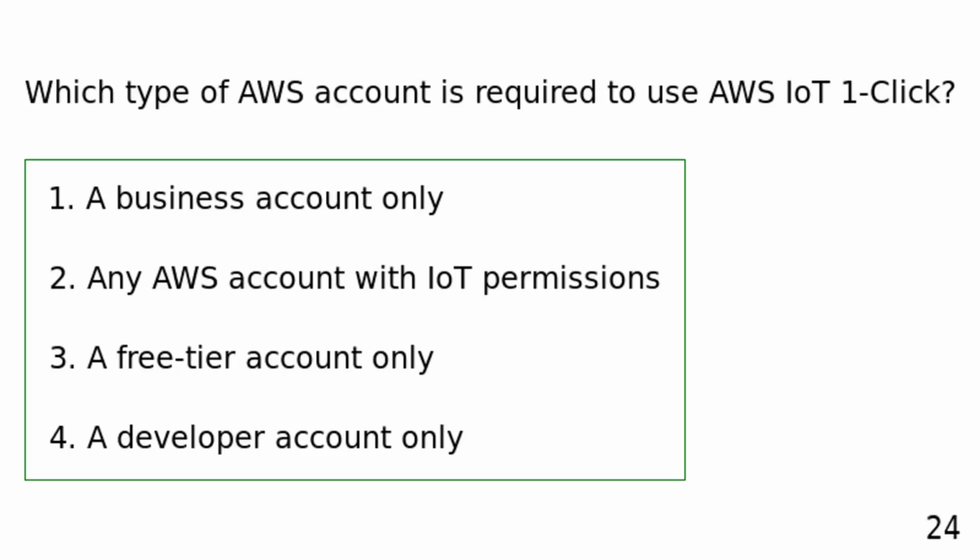Which type of AWS account is required to use AWS IoT one-click? A business account only. Any AWS account with IoT permissions. A free tier account only. A developer account only.